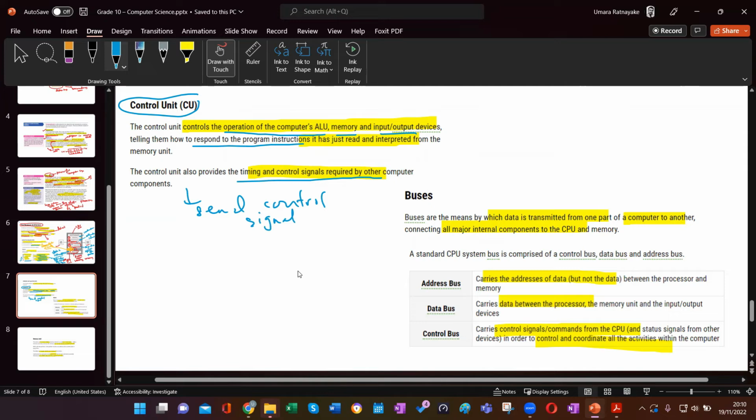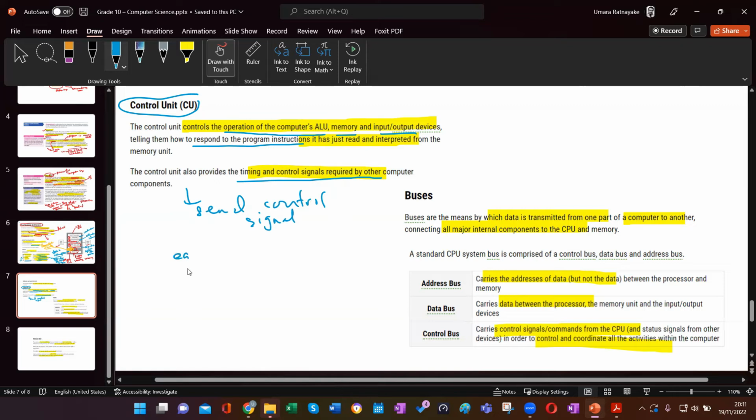Okay, let's say something like, RAM, get ready to send me the data. Input device, keyboard, send the data. Send this data to the output device. The whole thing is coordinated, right?